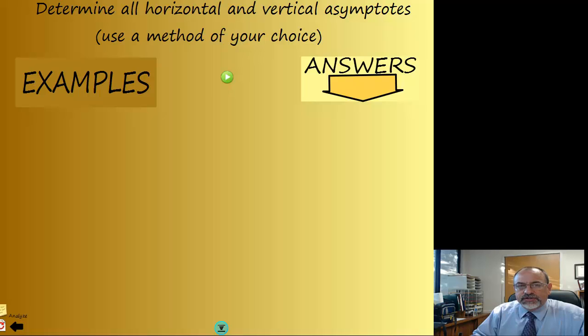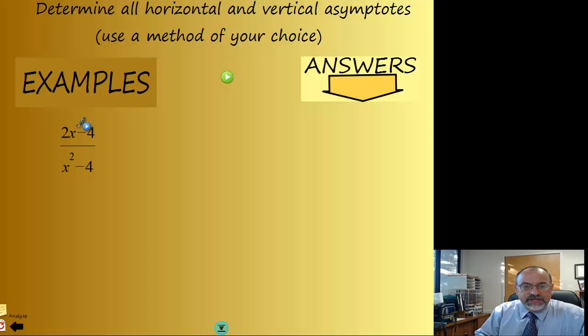Pre-calculus, chapter 1, lesson 2, we're going to do some examples of determining the horizontal and vertical asymptotes. For my first example here is 2x minus 4 over x squared minus 4. So let's do the horizontal asymptote first. The horizontal asymptote is found by looking at the degrees of the numerator polynomial and denominator.